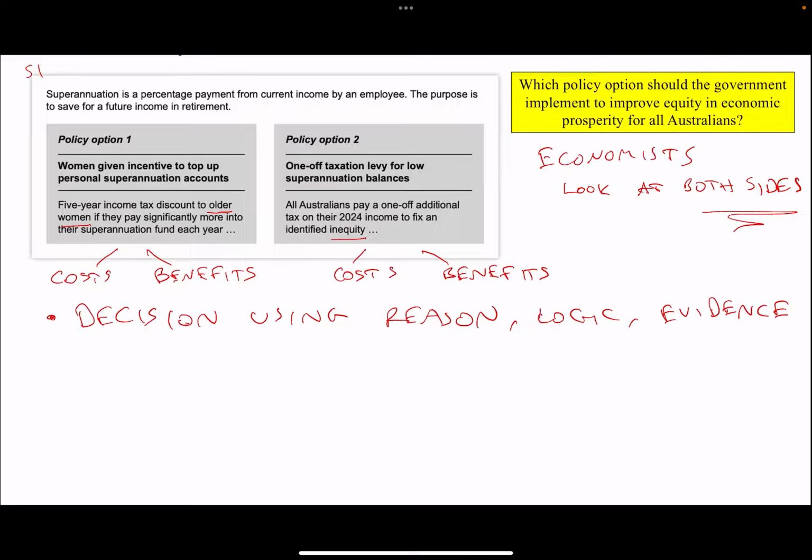So you may want to say, well, here are the costs and benefits of policy option 1, policy option 2, and then you'll finish with your final decision using some reasoning. Well, I think this one here is probably a better way to go for these reasons, and bring yourself to a conclusion. But I would definitely think that if you have two policy options, when you analyse these policies and it says which policy option, look at both sides.